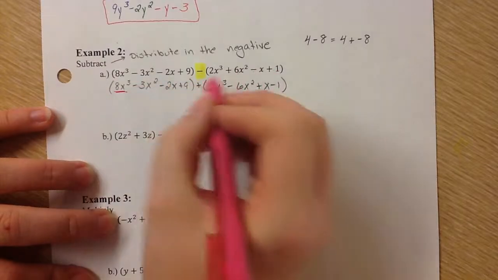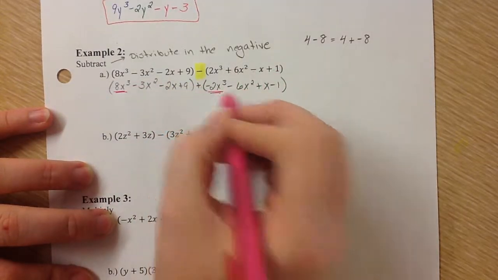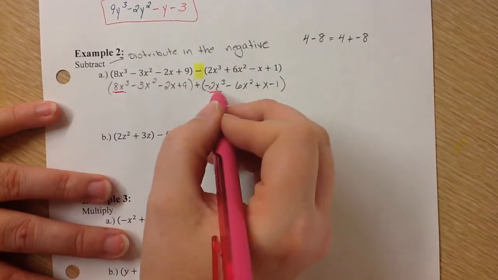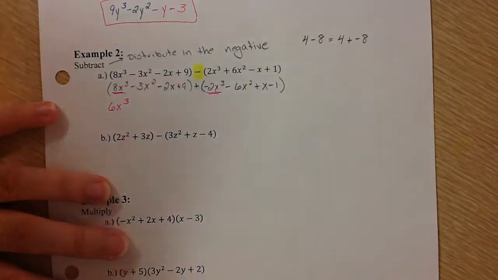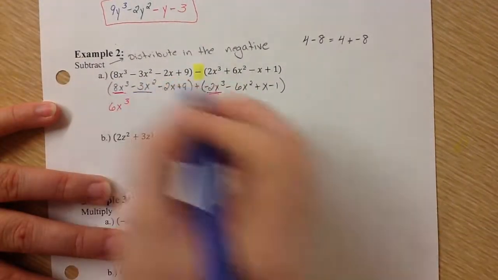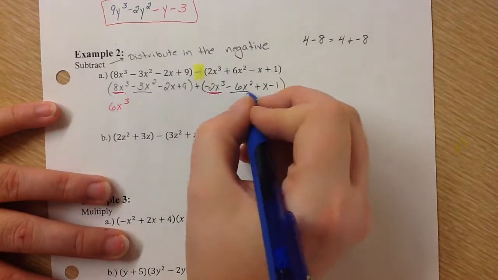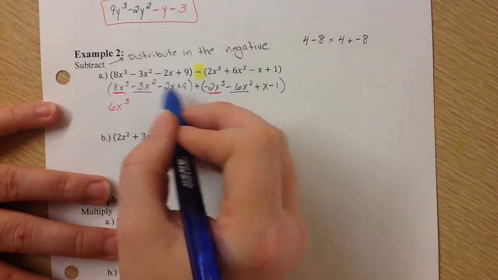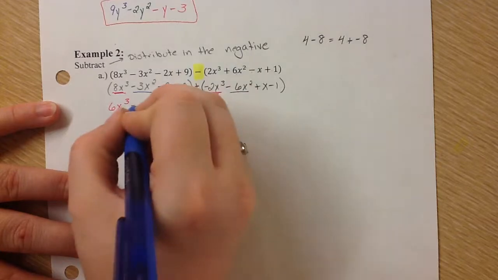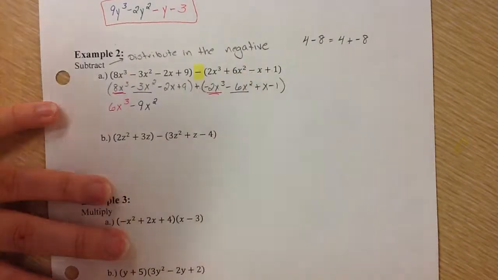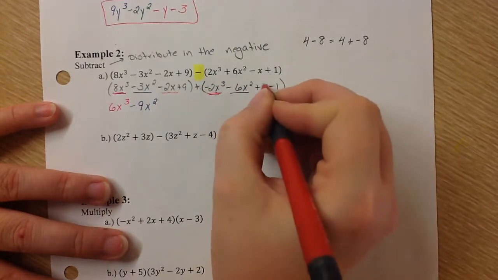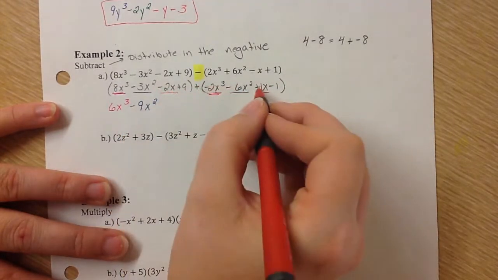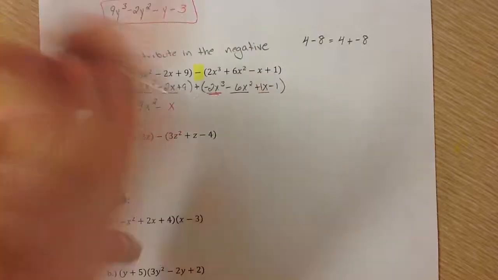So we have 8x to the third. We're adding now a negative 2x to the third. 8x plus negative 2x gives me positive 6x to the third. Okay, and then now we have a negative 3x squared, negative 6x squared. Again, we're adding. Negative 3 plus negative 6 gives me negative 9x squared. Okay, and then we have a negative 2x, positive 1x. Negative 2 plus a 1 gives me a negative x.